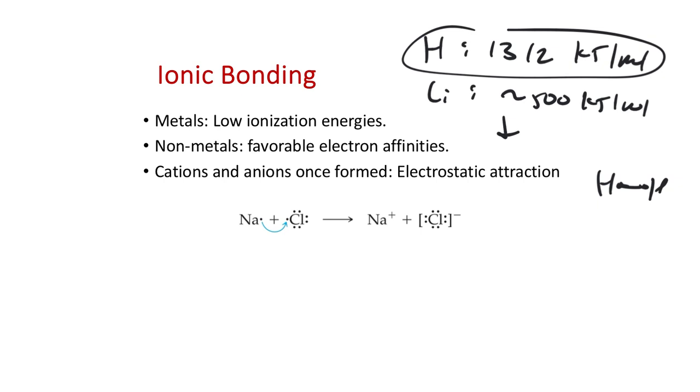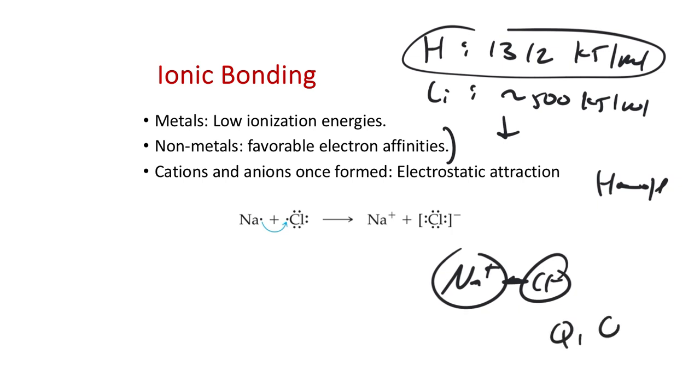And then non-metals, these are the ones that generally have the most favorable electron affinities, the most negative electron affinities. And then cations and anions, once they are formed, have this electrostatic force of attraction. And so the electrostatic force of attraction, we keep rewriting this equation, but kappa Q1 Q2 divided by d. So once we form that bond, we get this energy of electrostatic attraction that's really strong.